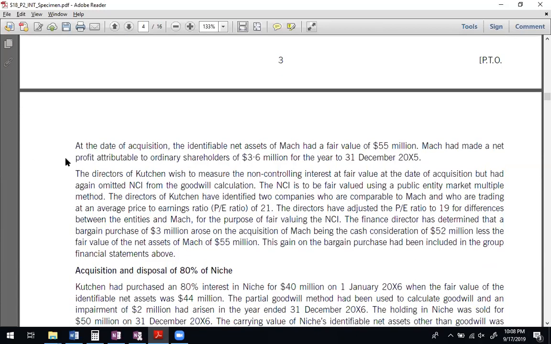Now the question further says at the date of acquisition, the identifiable net assets of Match had a fair value of $55 million. So now we can calculate the goodwill as well. Match had made a net profit attributable to ordinary shareholders of $3.6 million. This is the profit attributable to ordinary shareholders.